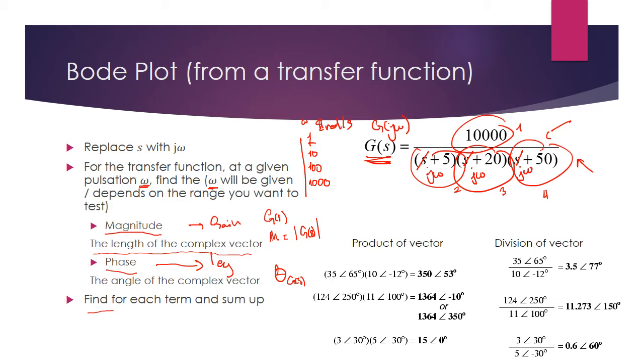So let's take a look at an example. We'll do, for one, for example, s plus 5. Now it's not s plus 5 anymore, it's j omega plus 5. So what we do is we have to replace it with one pulsation. Let's say we take the first one, omega equals 1. So this term now becomes, with omega equals 1, j plus 5.